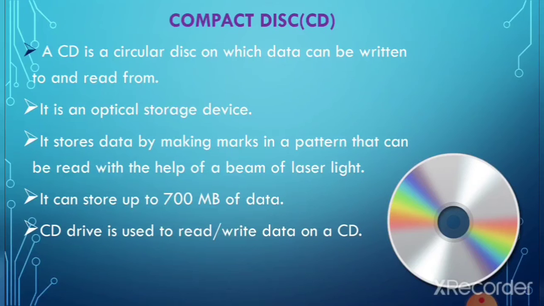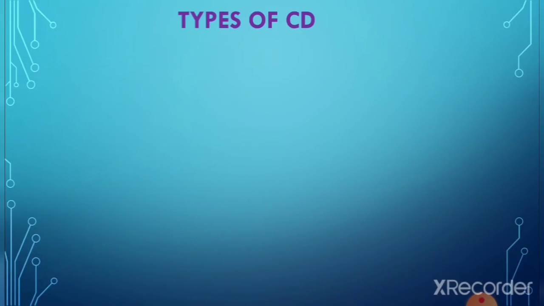Here you have to remember just three things. It is a circular disk on which data can be written or read. It can store up to 700 MB of data, and CD drive is used to read or write data on a CD. Now let's see types of CD.